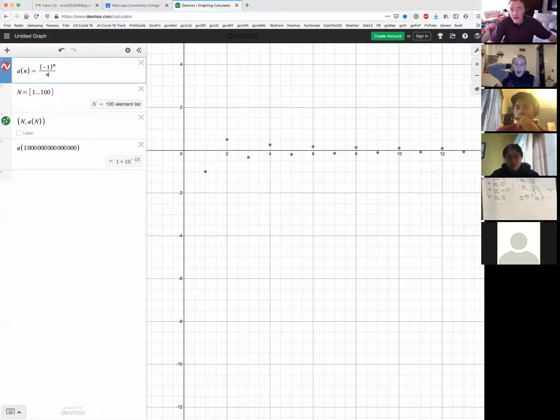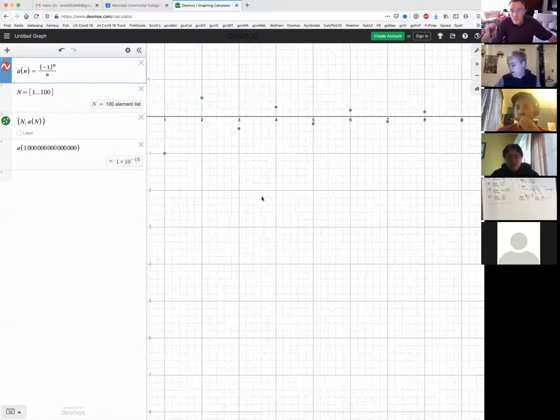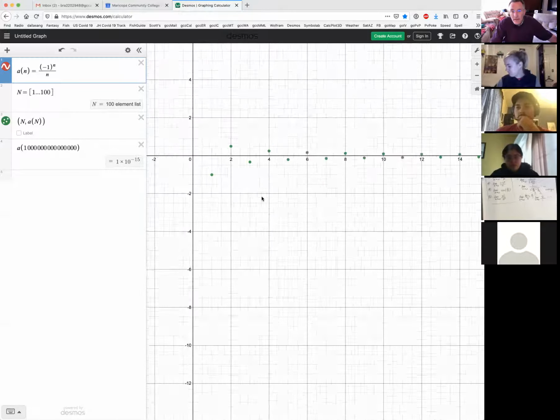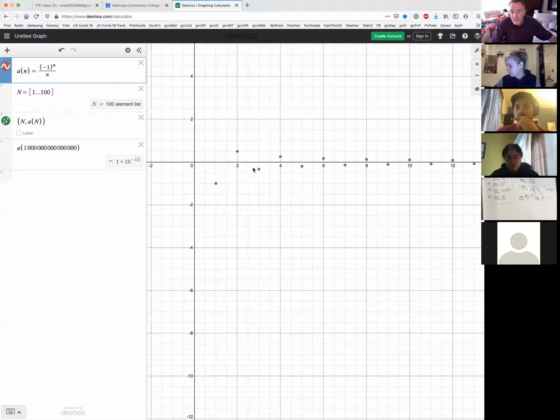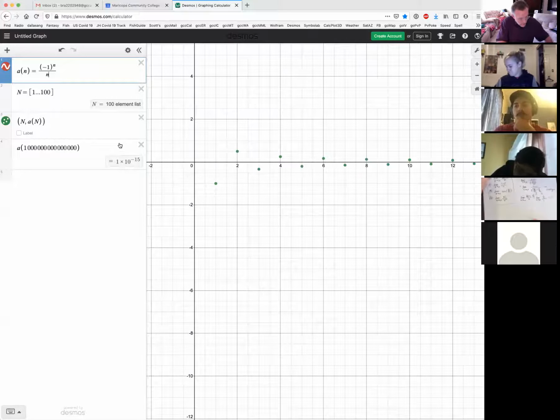Notice if I divide by n now, look at what's happening. It's bouncing back and forth still, it's alternating, but they're getting closer and closer together. So I might be willing to say this does actually have a limit. What do you want to say it is? 0. I'm going to say it's 0.